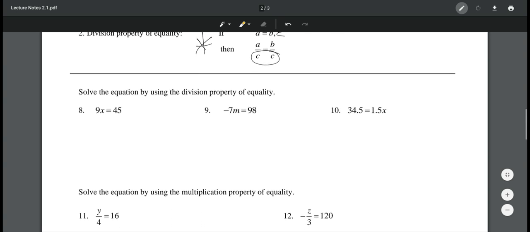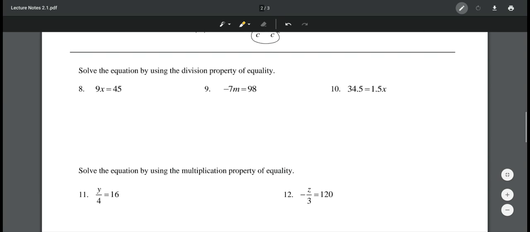Now, this is the most common method for solving equations, using the division property. I have 9 times x equals 45. So in order to move 9 away from x, I have to undo multiplication, which means I'm going to divide both sides by 9. The 9s cancel. 9 divided by 9 is 1, and 45 divided by 9 is 5. So my solution would be 5.